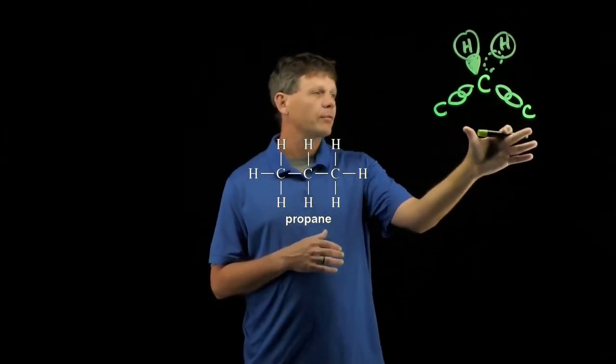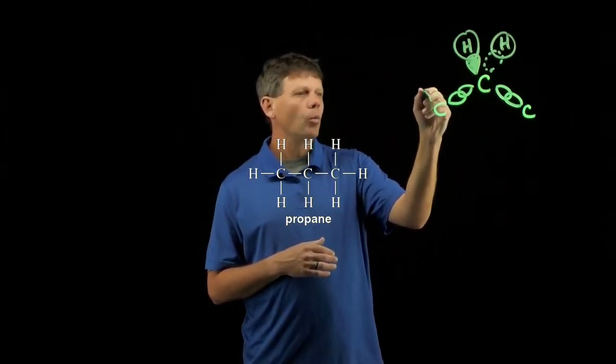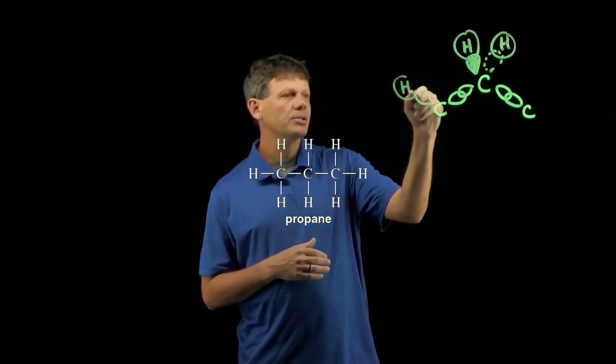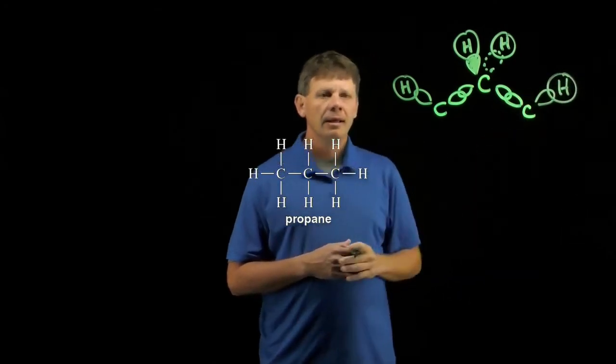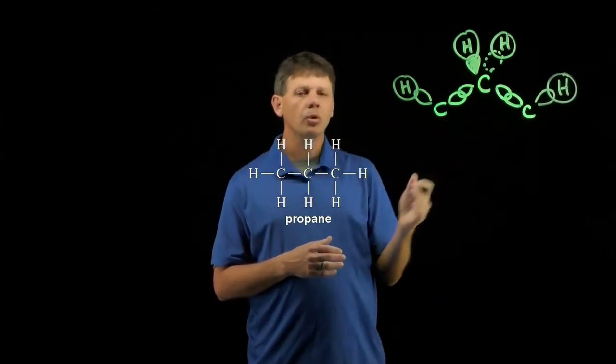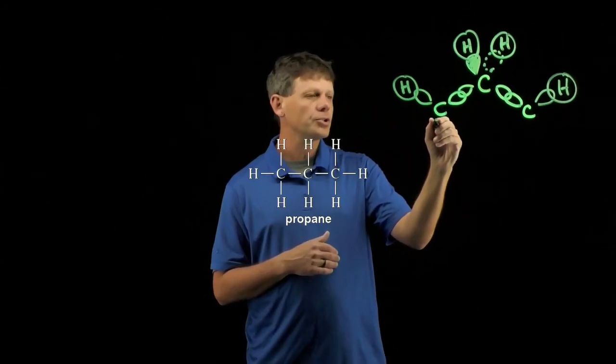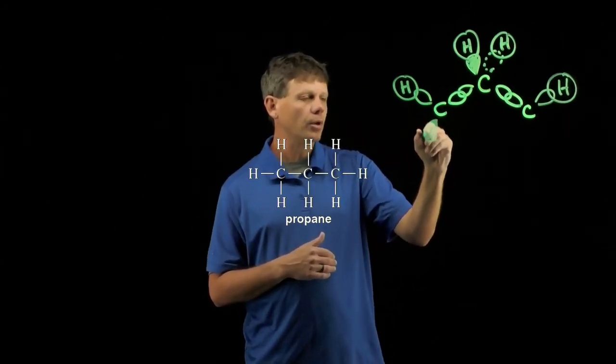We can do the same thing for the 2 carbons on the left and the right. One of the hydrogens will be in the plane of the page. We'll put both of those in. And now each carbon will have 1 hydrogen coming towards you and 1 hydrogen going away.